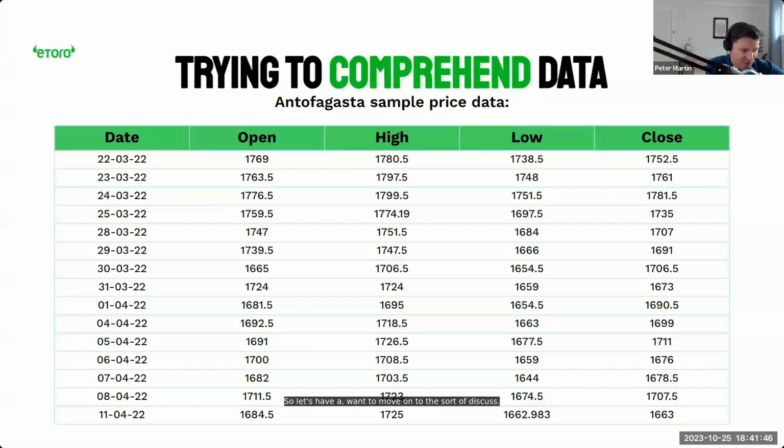So let's have a look. I want to move on to discuss price patterns. This is just talking about trying to comprehend some data. What I've got here is some sample price data from Antofagasta, which is a mining stock. This is just a few weeks of data. I don't know about you, when I look at this, I really can't see anything. My mind just zones out after I see about 5 or 6 numbers. Even if there was a pattern there, I can't discern anything from the numbers.